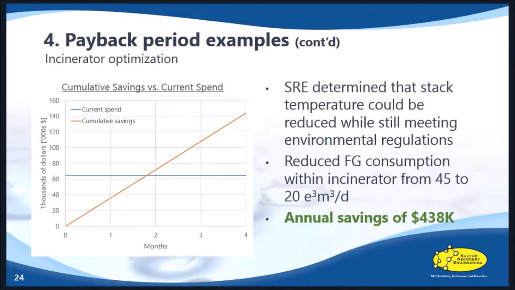Not even 2 months went by and they saved the amount of money that they were already spending. On an annual basis, they're saving $440,000. It's a lot of money. And that's why I said even a small reduction in fuel gas consumption anywhere in the SRU can result in substantial savings as long as you're putting a dollar figure to that.